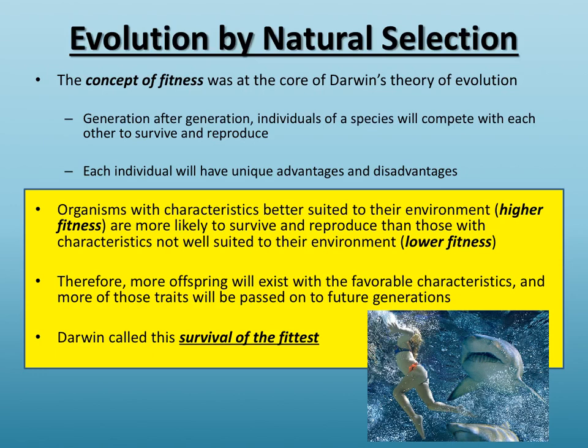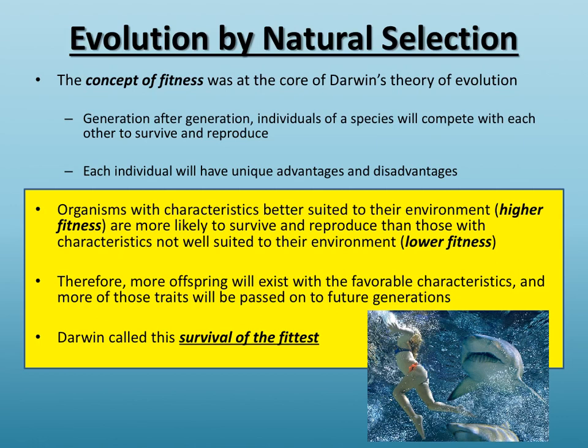Now, this concept of fitness was at the core of Darwin's idea. What Darwin says is that generation after generation, the organisms are going to compete with each other to survive and reproduce. And some organisms will be higher fitness. They'll have a unique advantage that makes them better at surviving.